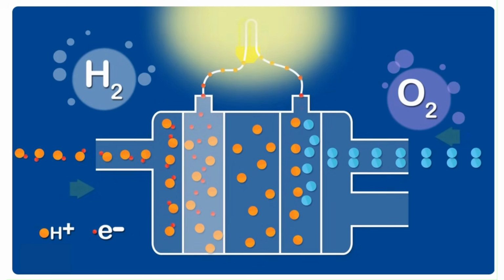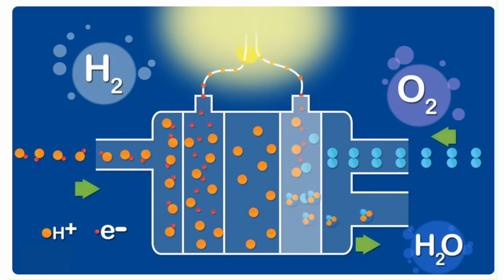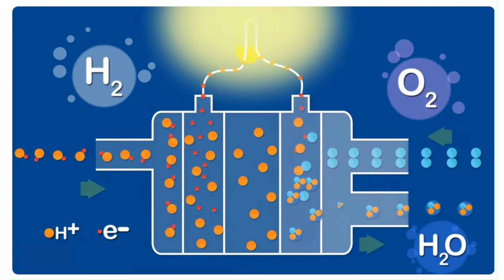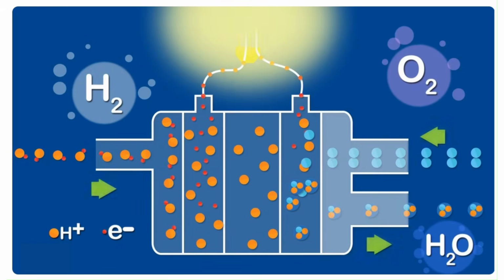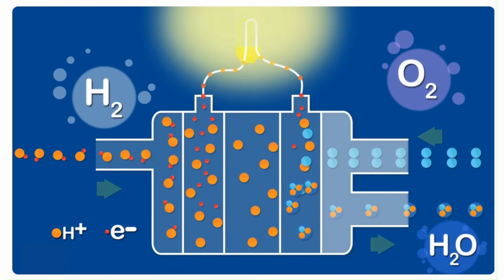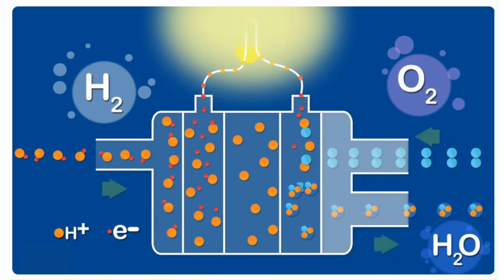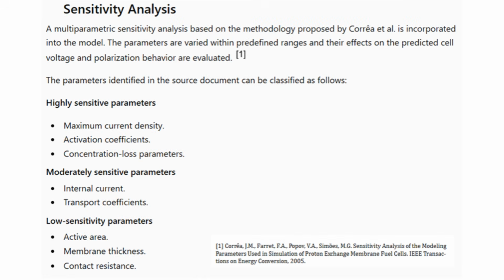Sensitivity analysis. The membrane sensitivity analysis is a key part of our work. To conduct this analysis, we adopted a methodology based on the work of Correa et al., in which various model parameters are modified within specific ranges, and the resulting effects on output voltage are observed. The results allow the parameters to be classified according to their level of sensitivity.